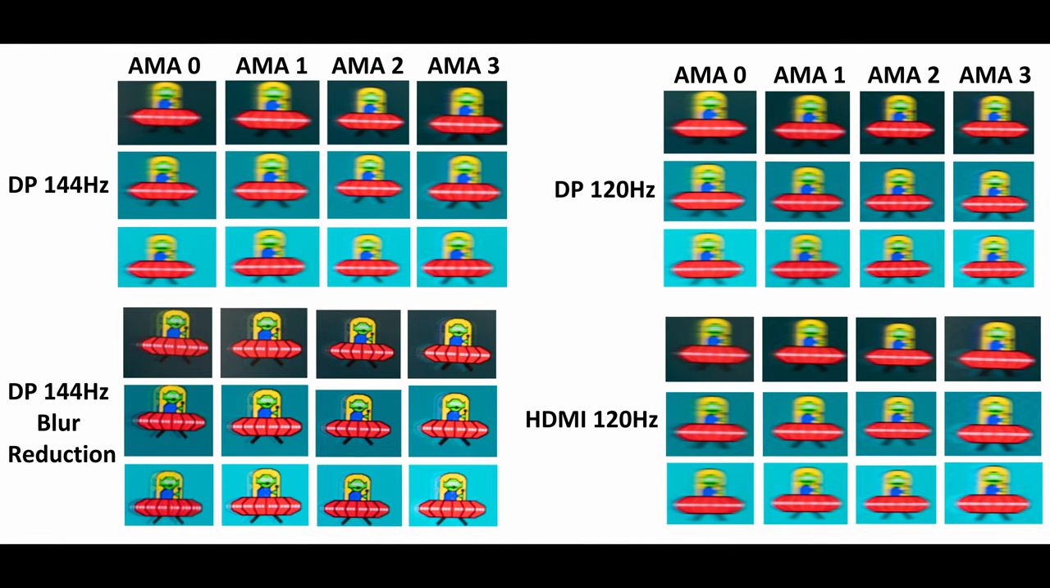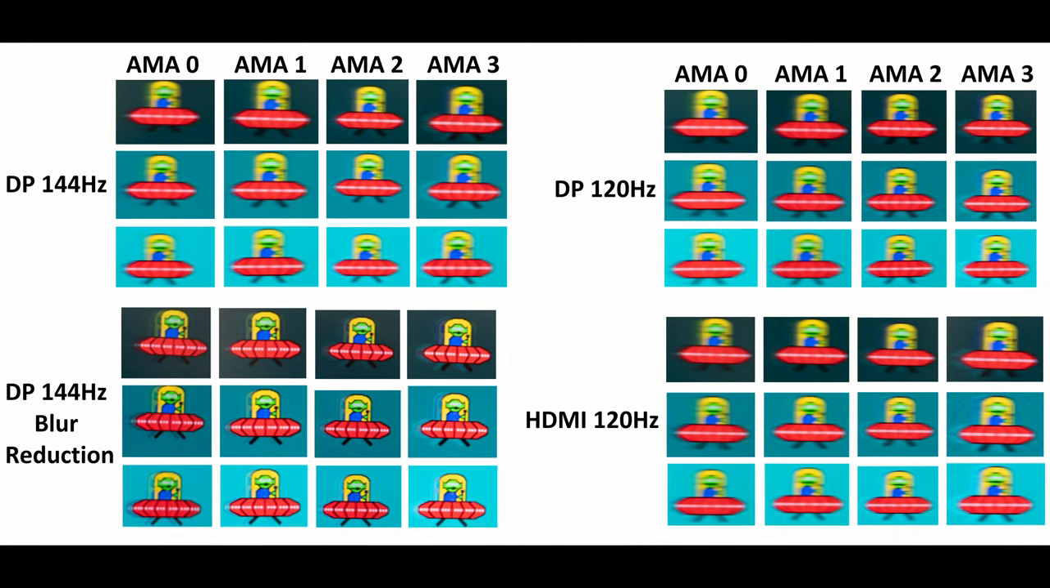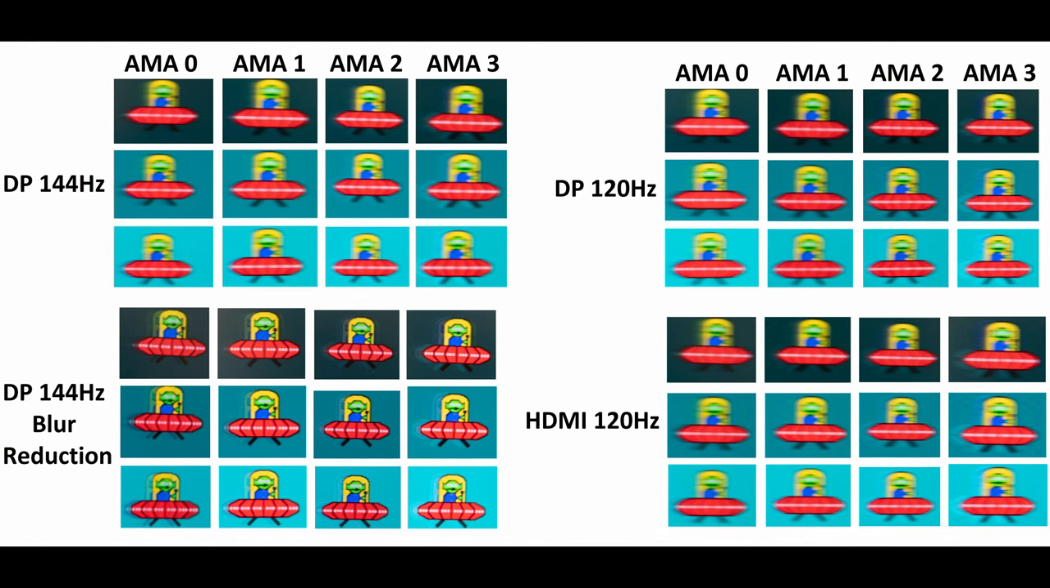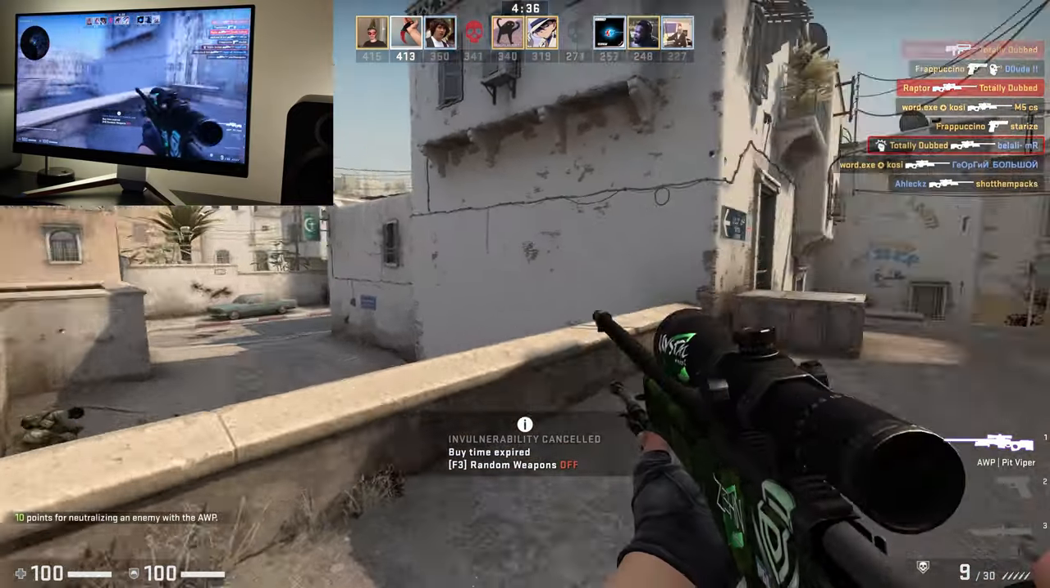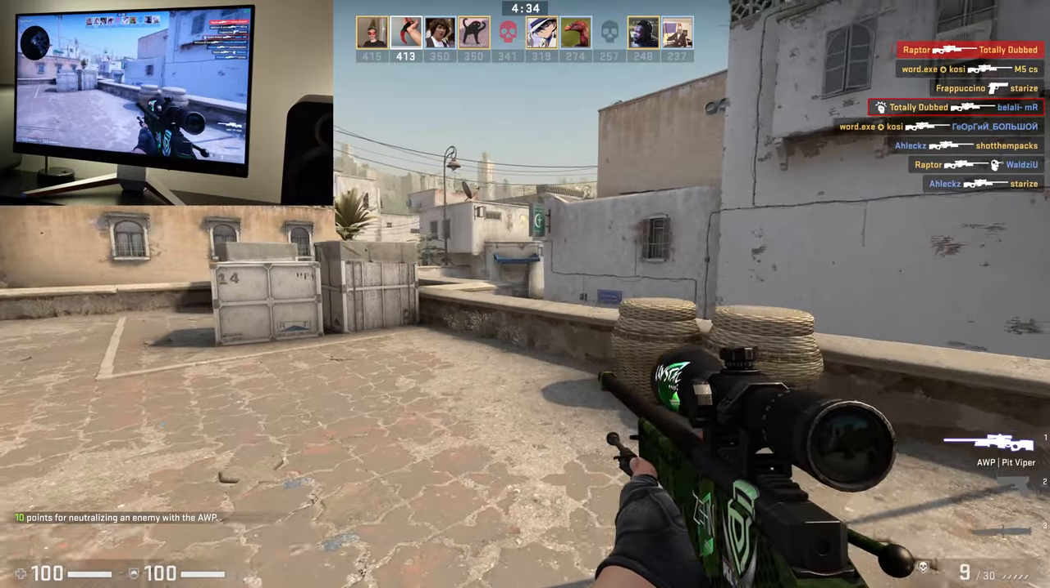Now, as for the blur reduction mode, I had it tested at the 4K 144Hz mode, and here you can definitely see that the UFOs are much more visible, and it definitely has a positive impact in terms of the overall visual experience. But of course here, when it comes to response time, the AMA setting is the one that you're going to be wanting to dial up or down.